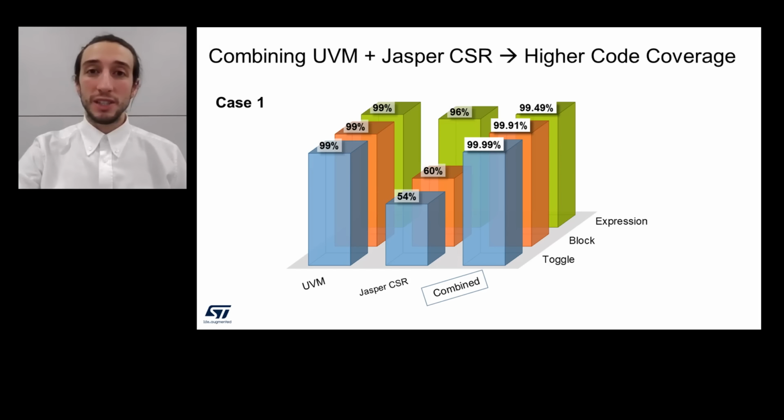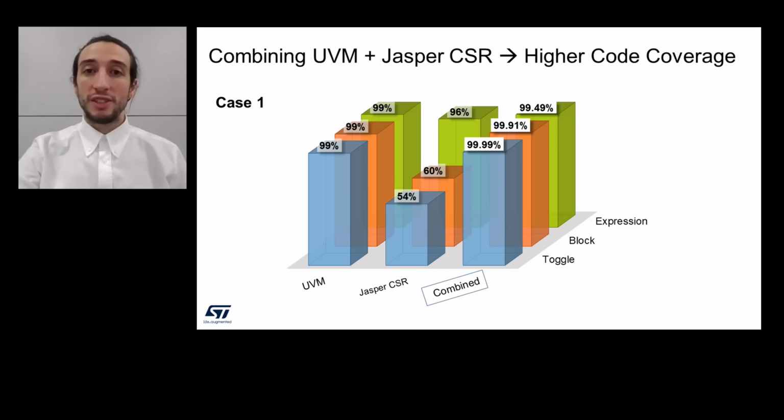Let's now look at our results for each case, starting with case 1. The first metric we focused on was code coverage, which measures how many lines, expressions, and net toggling of the RTL were stimulated during simulation or during formal verification. For case 1, UVM dynamic simulation with Xcelium had a high coverage of 99%. Jasper CSR's code coverage was lower because the register map also contained elements that were not actual registers, such as synchronizers and combinational logic, that Jasper CSR does not verify.